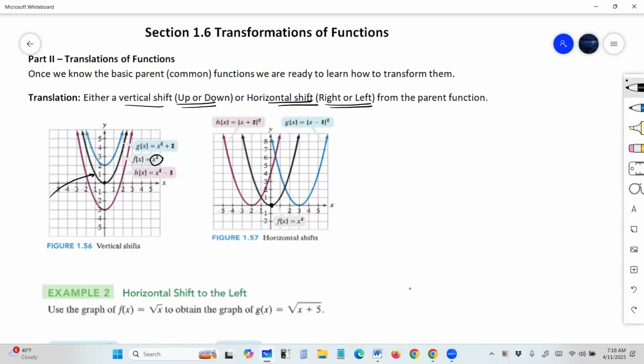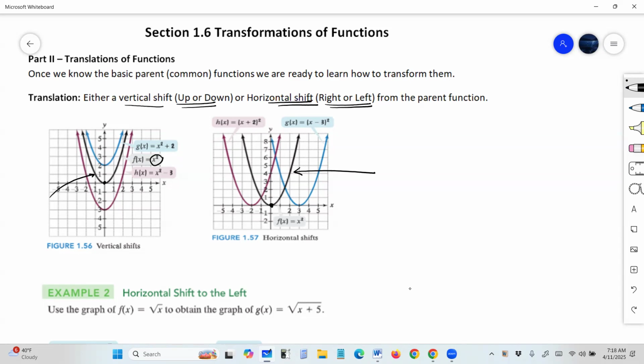Again, the quadratic function in black is the standard one, and I can go either right or left. So this is a shift right or a shift left.